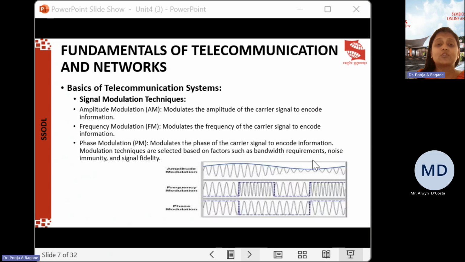Amplitude modulation modulates the amplitude of the carrier signal to encode the information. Then here it is frequency modulation. Frequency modulation modulates the frequency of the carrier signal to encode the information. And this is phase modulation. Phase modulation modulates the phase of the carrier signal to encode the information. So these modulation techniques are selected based on factors such as bandwidth requirement, noise immunity, signal fidelity, etc. So this is about the signal modulation technique.